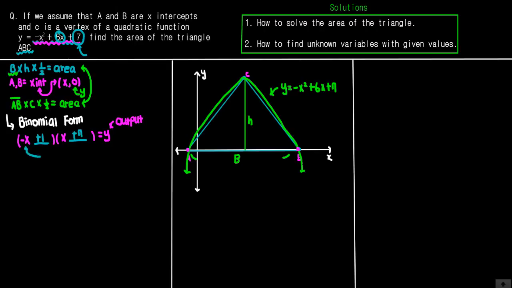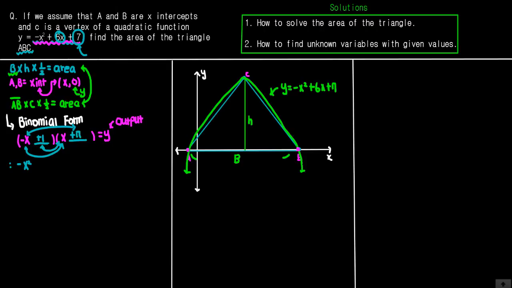Negative x times x gives us negative x squared, and then negative x times 7 gives us negative 7x, and then positive 1 times x gives us positive 1x. But if you add them, we get negative 6x when we need 6x, which means all you have to do is change the order between both of them.